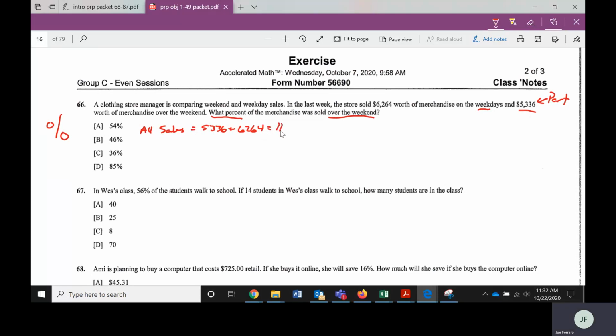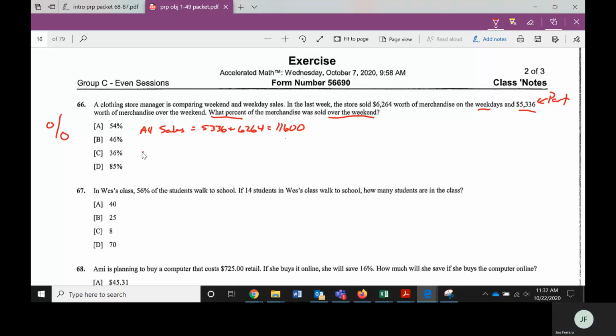And the total sales is 11,600. It'd be like saying, instead of saying you got 15 out of 20 correct on a test, it would be saying you got 15 correct and 5 incorrect on a test. Well, I didn't tell you how many points there were, but if you had 15 right and 5 wrong, that's 20 points. Okay, so that's the same thing here. We have the weekend sales and the weekday sales, so this is the total.